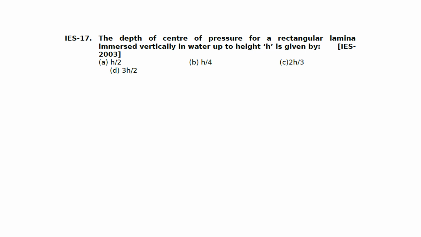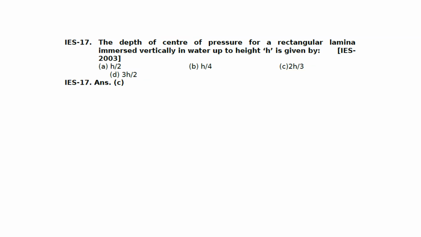Okay, next question. The depth of the center of pressure for a rectangular lamina immersed vertically in water up to the height h will be, h is given by. These are the options: h by 2, h by 4, 2h by 3, 3h by 2. When I teach the complete lecture series of fluid mechanics, I will derive how this comes. Here they are asking the formula directly. So it is C, 2h by 3.